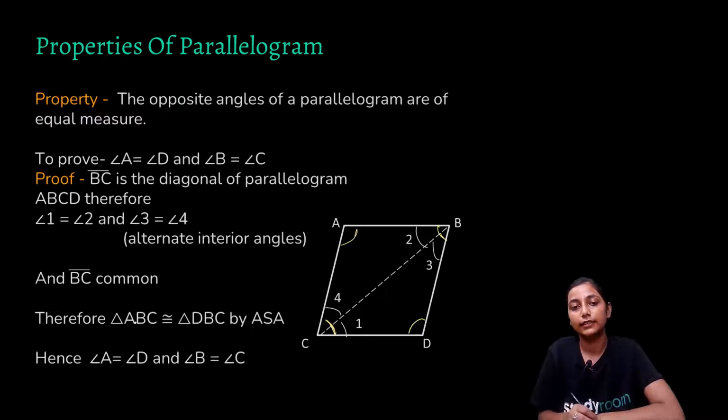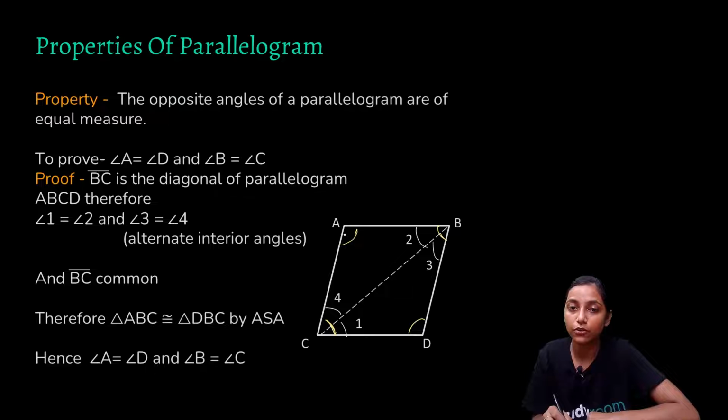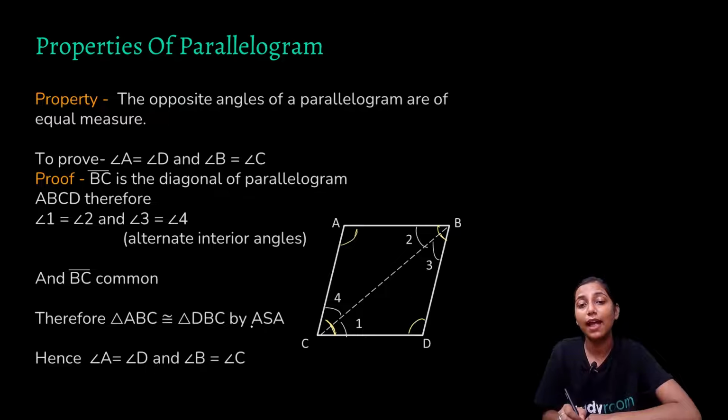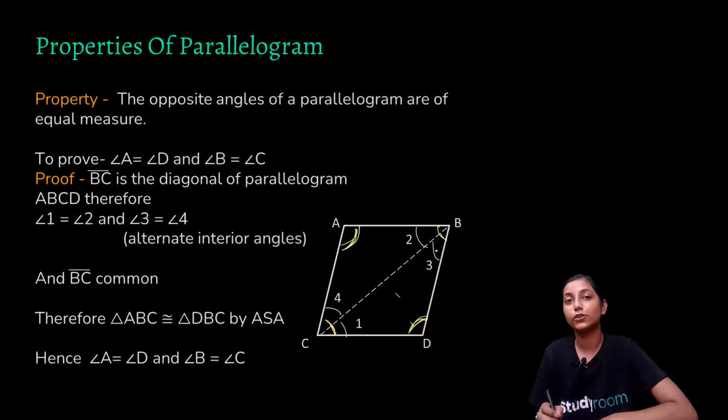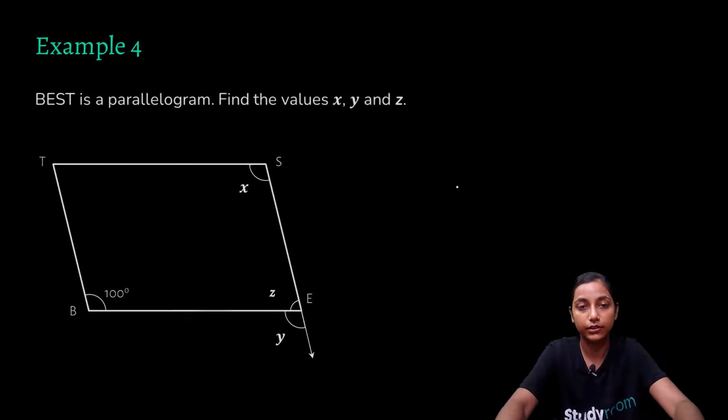this triangle ABC, again we are going to prove these two triangles congruent, ABC congruent to triangle DBC by again the same angle side angle rule. Hence we can say that this angle is equal to this angle, A is equal to D, and similarly if we take this diagonal AD, then again if we prove these two triangles congruent, then we can say that angle C equals angle B. So this is how we prove that the opposite angles of a parallelogram are of equal measure.